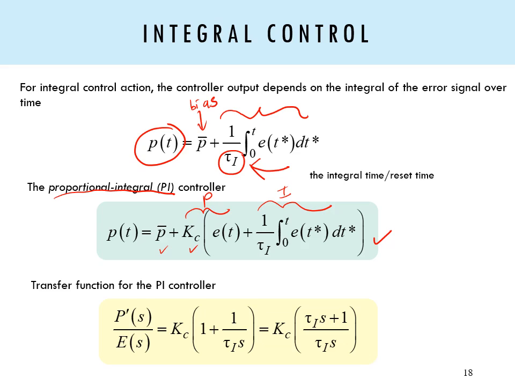The corresponding transfer function for the PI controller is given by this equation, where we know that the PI controller has two parameters, which are Kc, the controller gain, and also tau I, the integral time or reset time. So this is the transfer function for the PI controller: P divided by E is equal to Kc times (1 plus 1 over tau I s), or equal to Kc (tau I s plus 1) divided by tau I s.